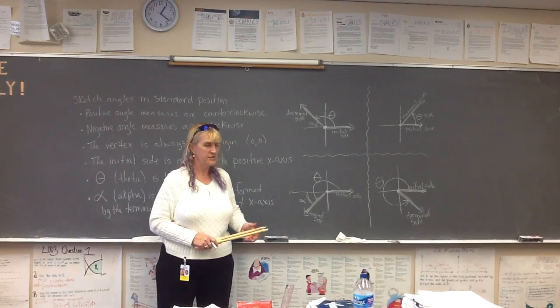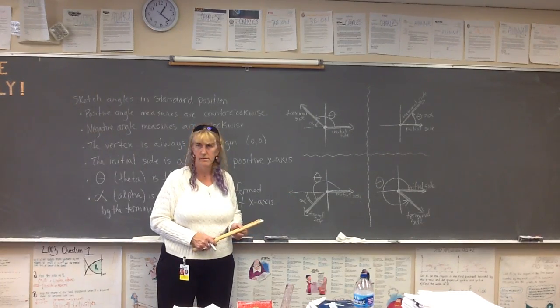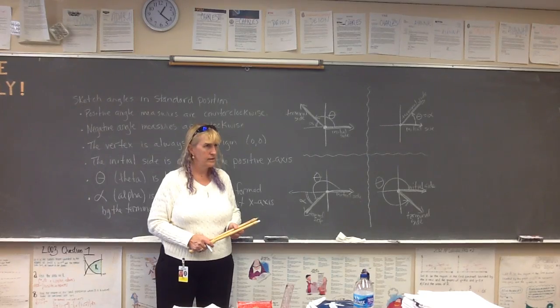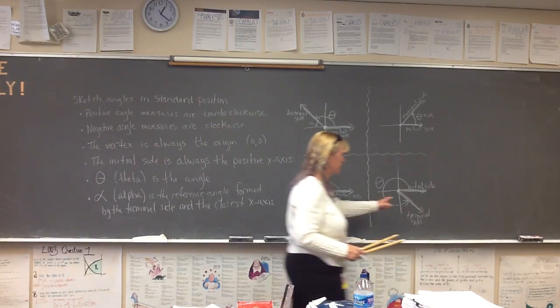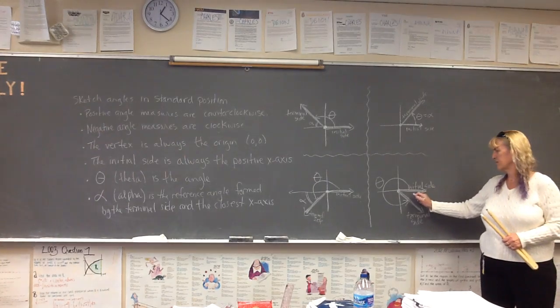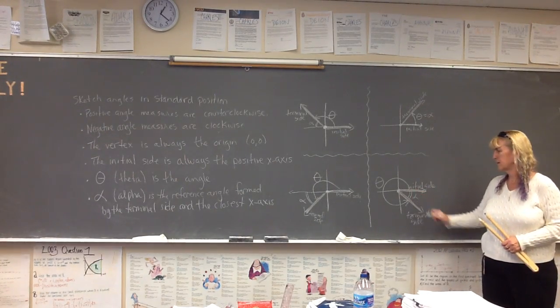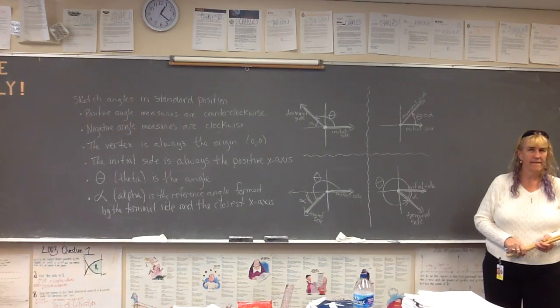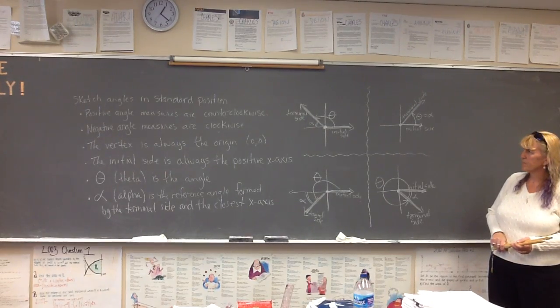In quadrant 4, alpha is like in your face. See it? Everybody? Between the terminal side and the closest x-axis, here's your alpha. Got it?